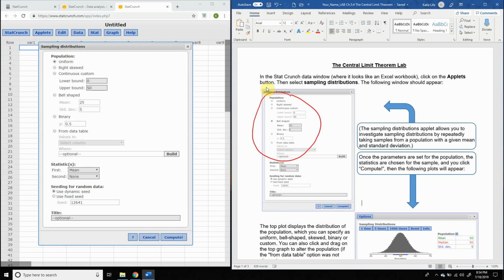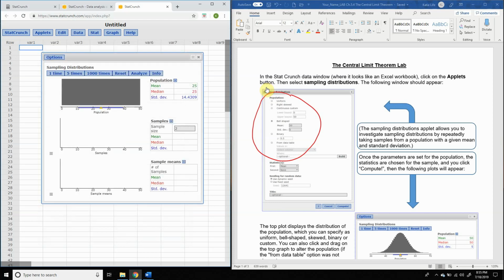And then below that, once you select your sample, what are the statistics that you are creating the sampling distribution with? You can select the mean, the median, the variance, the standard deviation, the min, or the max. So you can pick one or two different statistics to create your sampling distribution with, and then you just hit compute. So just to show you what all the different plots look like, I'm going to leave it as uniform and the mean as the statistic that we're collecting, and I'm just going to hit compute.